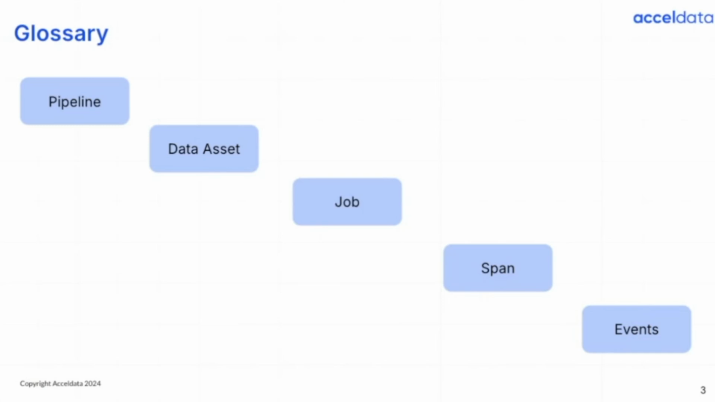Each job corresponds to a span. It has its own span, and it can have its child spans as well. A job can be broken down into many different child spans, and we can track the timeline for those as well. And finally, the event.